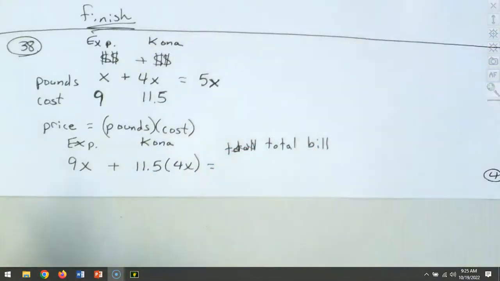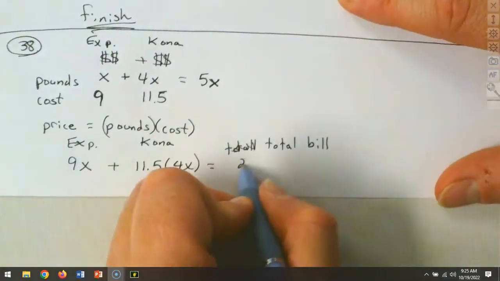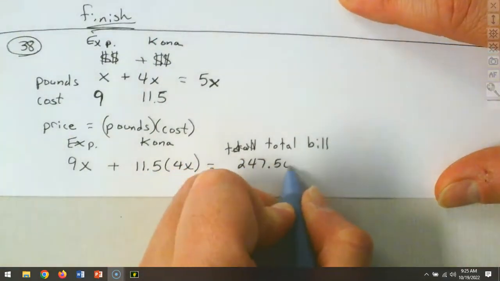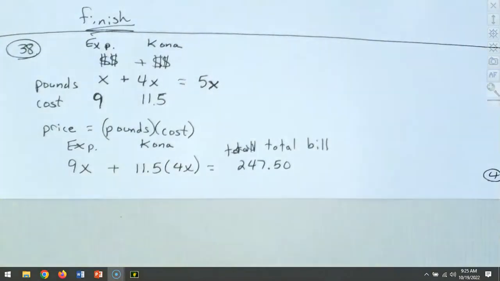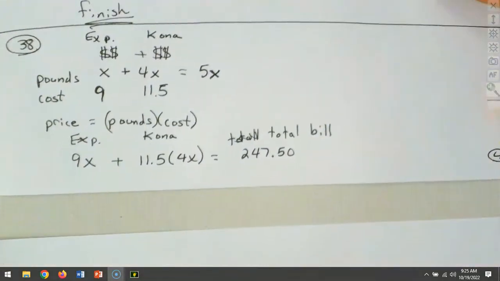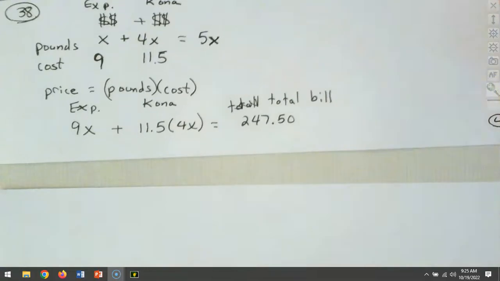So I'm going to go to the shop, and I'm going to spend $247.50. All right, so I need to solve this, and I'm just going to go ahead and solve it so you see another example of one that's been solved. A lot of these I don't, and I just picked this one to solve because we haven't done one in a bit, and I want to make sure we can at least do that.